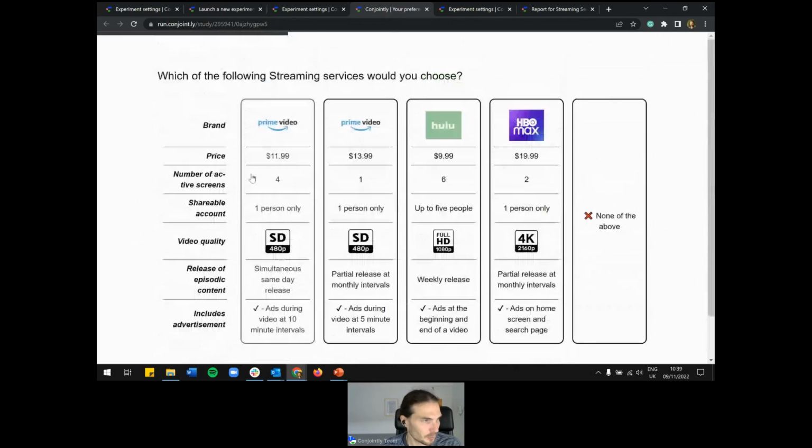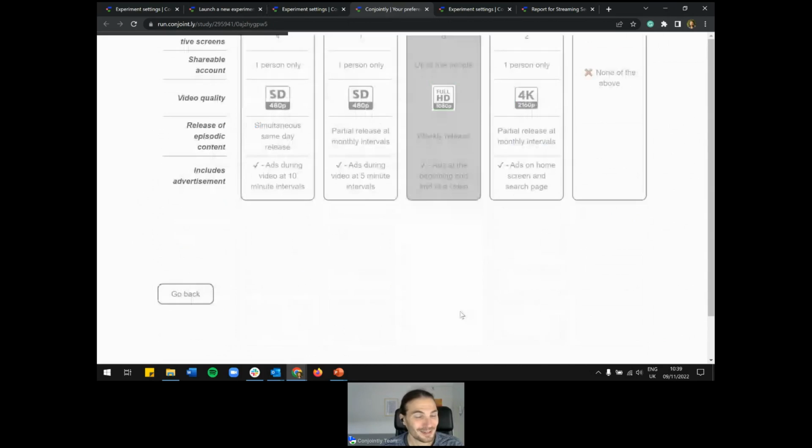And in this case, I got the option between Prime Video for $11.99, another Prime for $13.99, and so on. Now, I don't have a 4K TV, so that interests me a lot less, and it's $19.99. I do watch Prime Video. I did like The Terminal List and Reacher and so on. One person, SD, 4 screens, but ads at 10, woo. So I don't like really any of them. So actually, I might even go with Hulu in this case. Did not expect that choice.